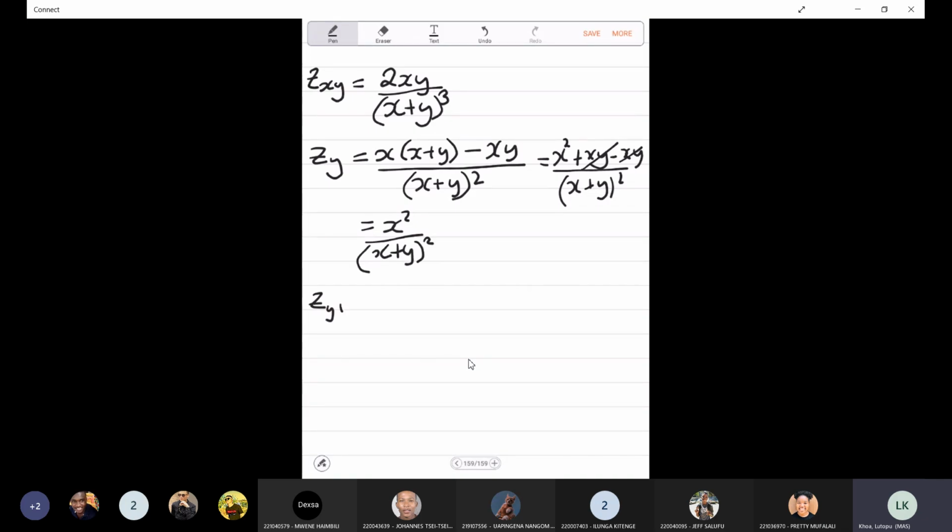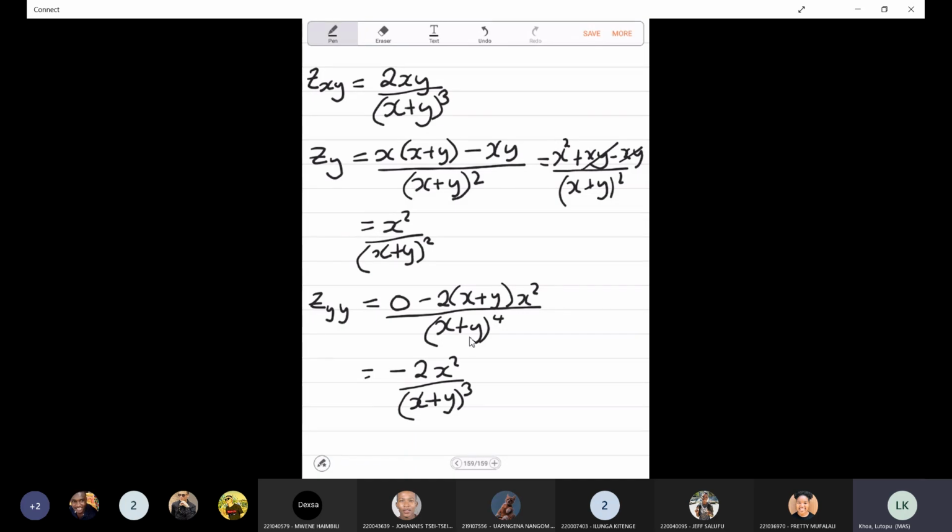Then I differentiate again with respect to y. The derivative of the numerator is 0, minus the derivative of the denominator multiplied by the numerator the way it is, divided by the denominator squared. The x plus y and the x plus y can cancel. So I have minus 2x squared over x plus y to the power of 3.